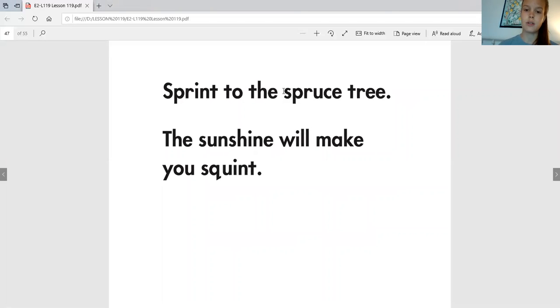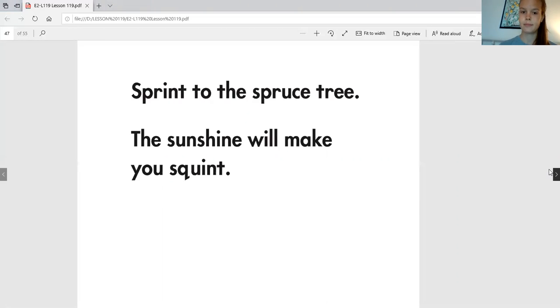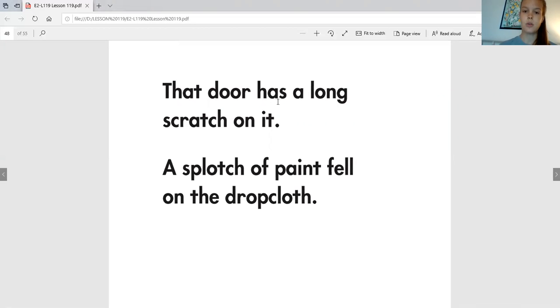All right, now we got our sentences. Sprint to the spruce tree. The sunshine will make you squint. That door has a long scratch on it. A splotch of paint fell on the drop cloth.